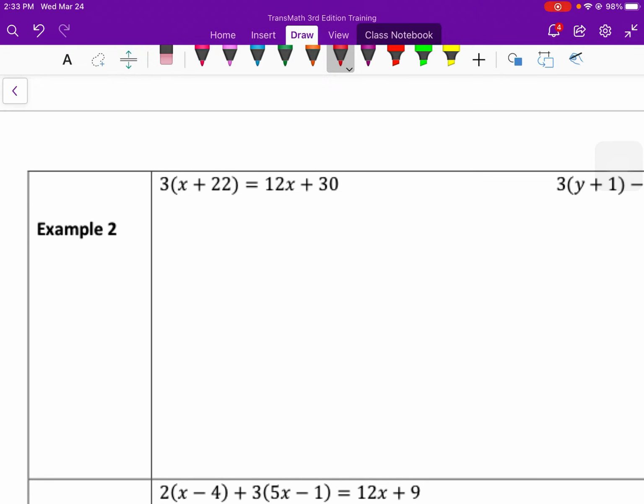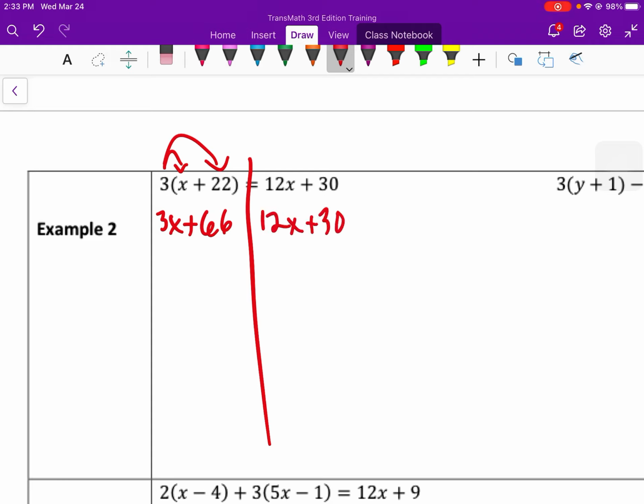Now we are going to have to use the distributive property. On the left, I'm going to do that first. I'm going to distribute this so that I have 3x plus 3 times 22 is 66 equals 12x plus 30. I don't have any more terms to combine on either side, so now I'm going to solve for x.